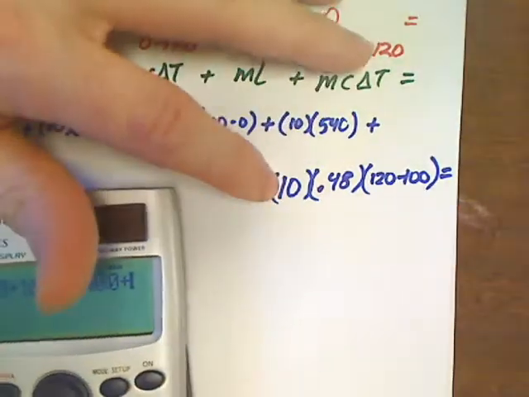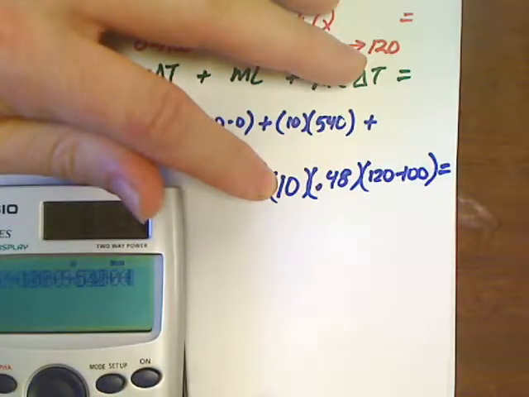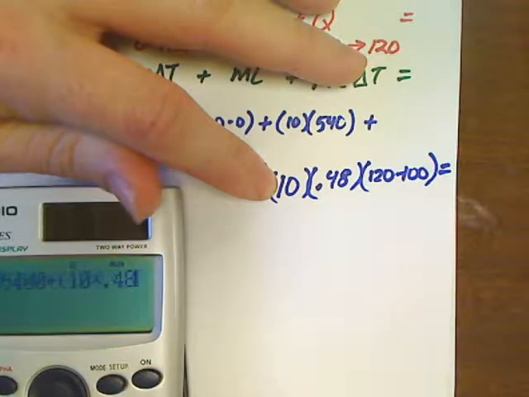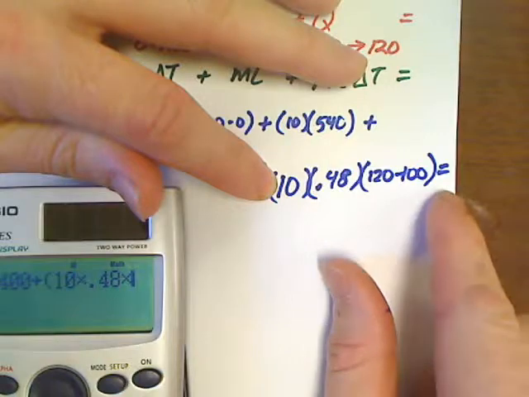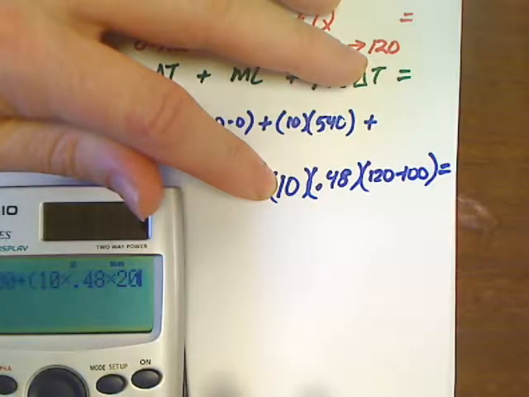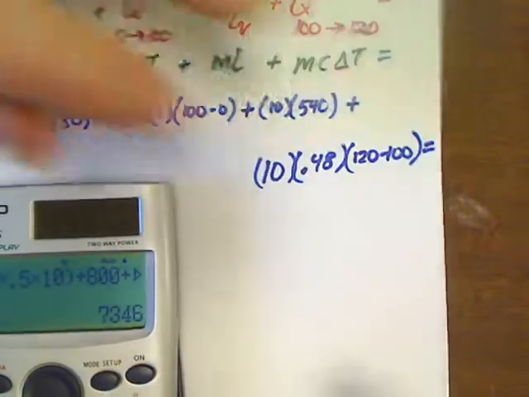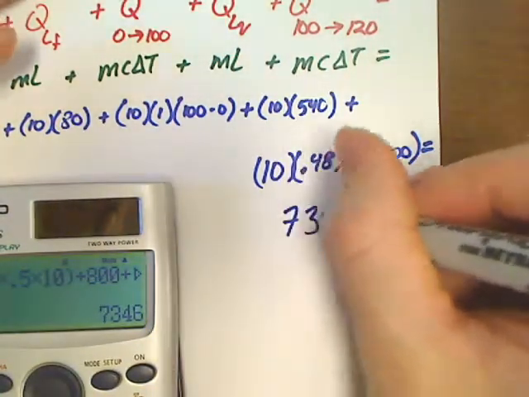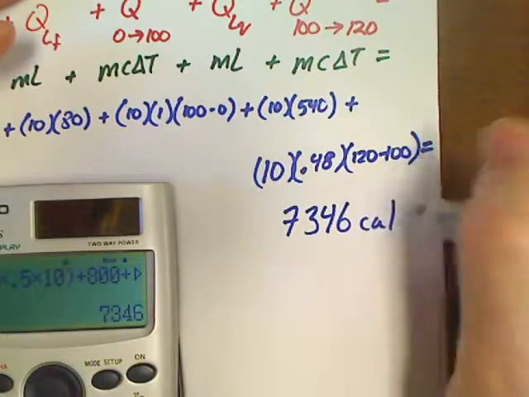Plus, now this is the only one I need my calculator on a little bit. 10 times 0.48 times 120 minus 100. Well, I think I can handle that. That's 20. 7,346 as you tried to do this on your own. And that would be in calories.